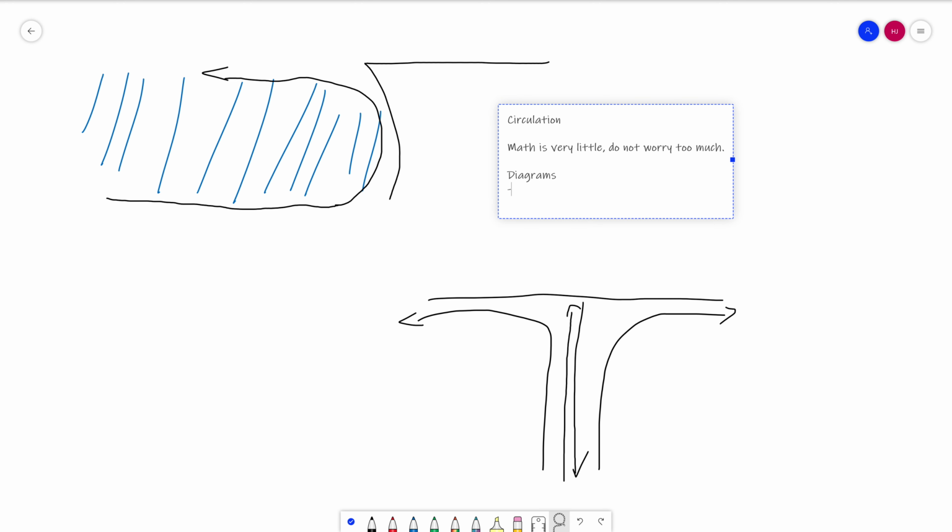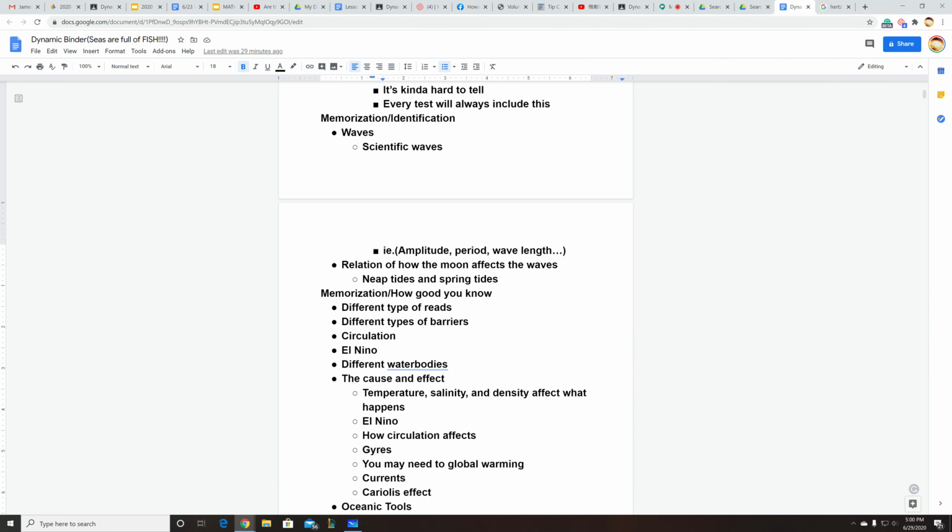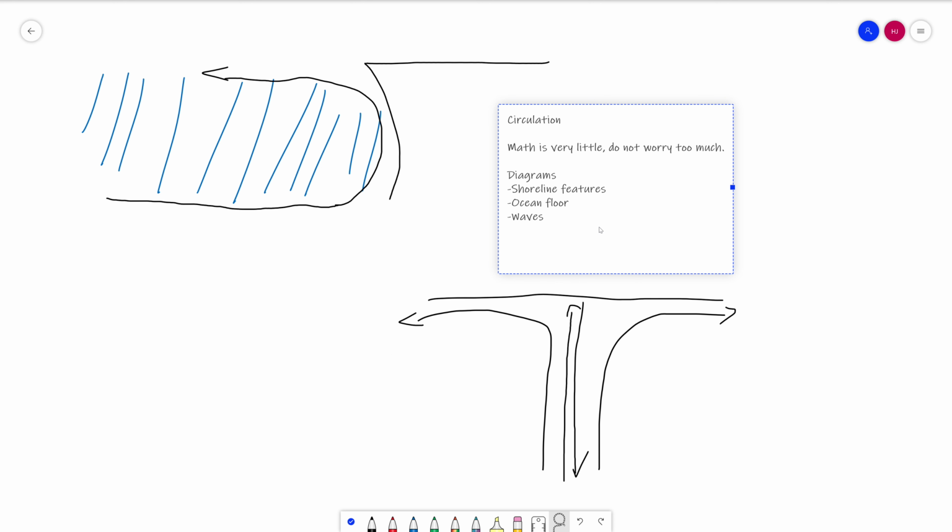But we haven't learned all of them, so I'm just going to say, think about shoreline features. This is stuff to think about because I'll probably go into this more deeply. Shoreline features and ocean floor, I'll explain how this works. Maybe I'll show a video. But just think about circulation, shoreline features, waves, and a key. For next lesson, it's basically just circulation.